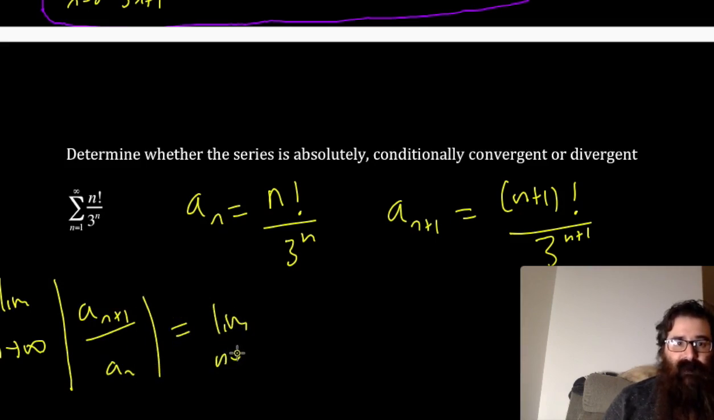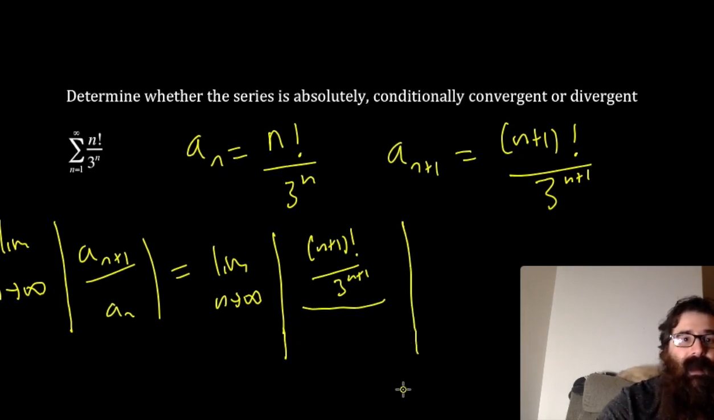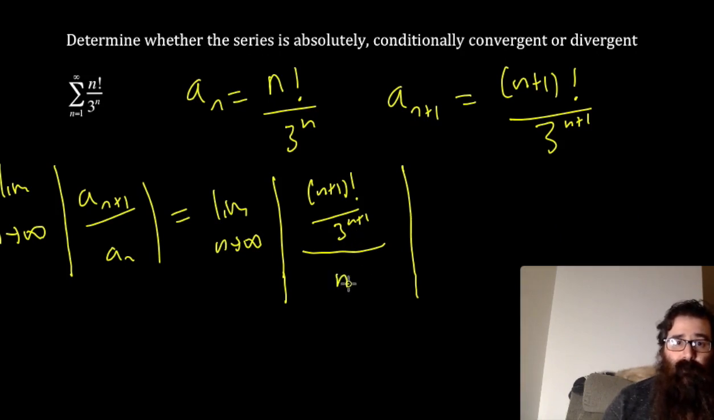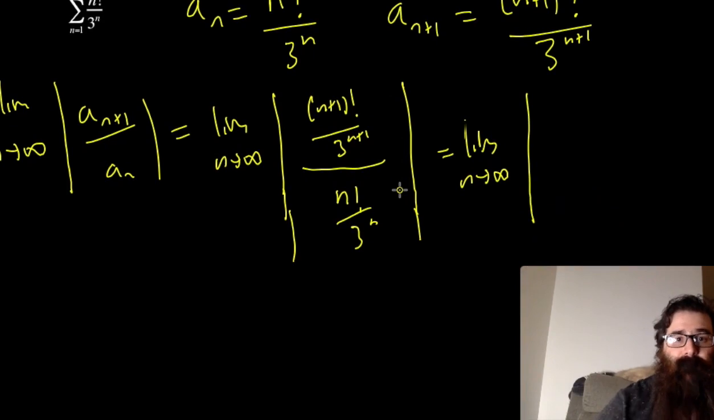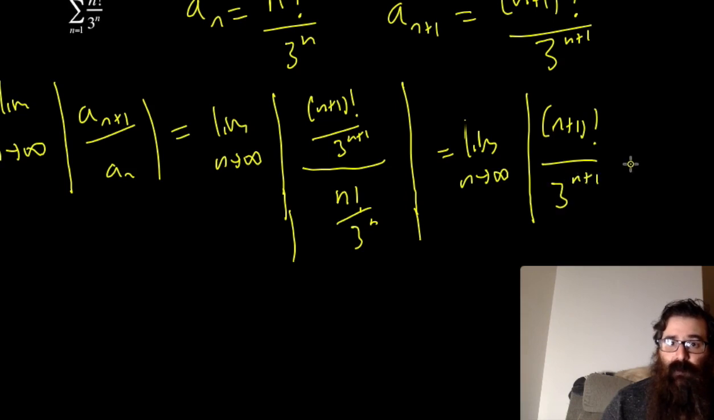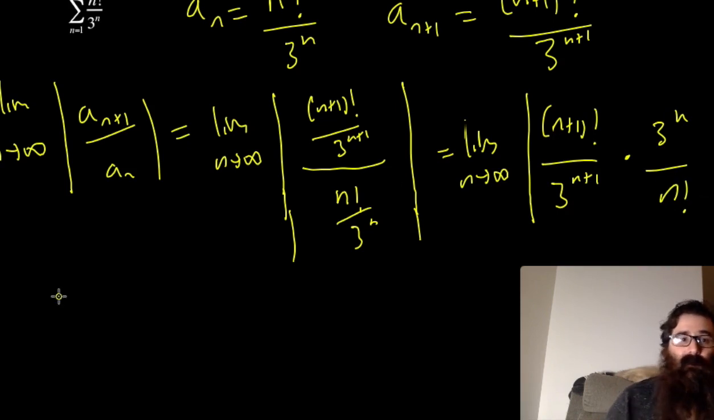And that's the limit as n goes to infinity, absolute value of, on top I have n plus 1 factorial over 3 to the n plus 1, and then divided by a sub n, which is n factorial over 3 to the n. And again, I don't want to divide a fraction by a fraction. I'm not trying to do that here. So I'm going to fix it, multiply by the reciprocal instead. I'm going to leave the numerator the same, n plus 1 factorial over 3 to the n plus 1, and then times, I'll flip this, 3 to the n over n factorial.